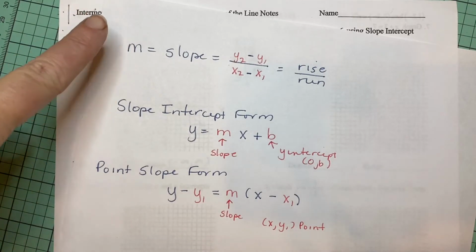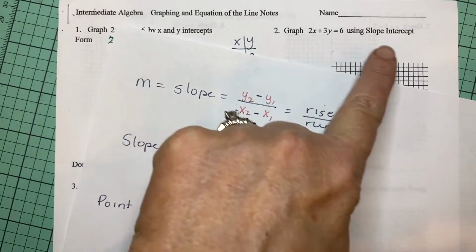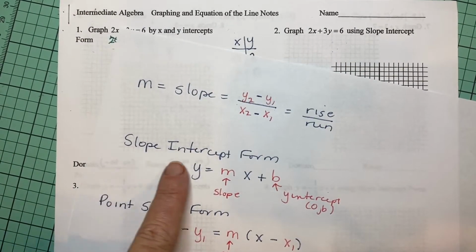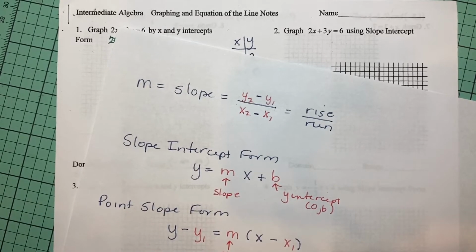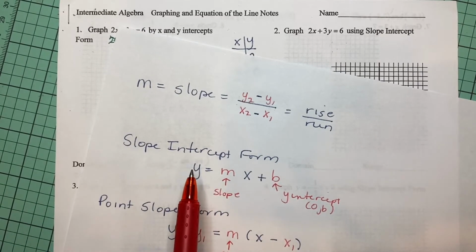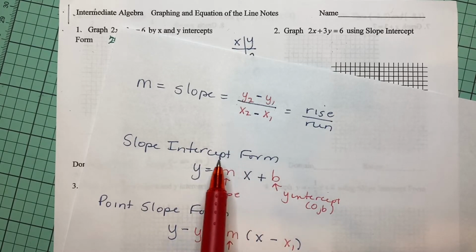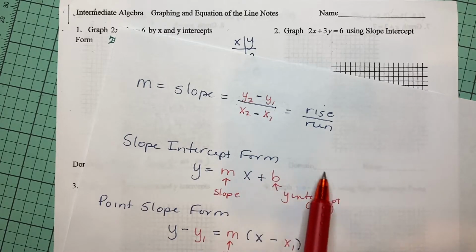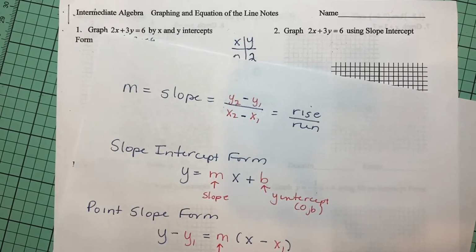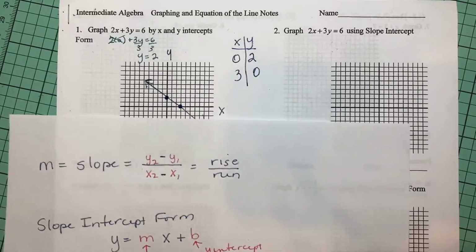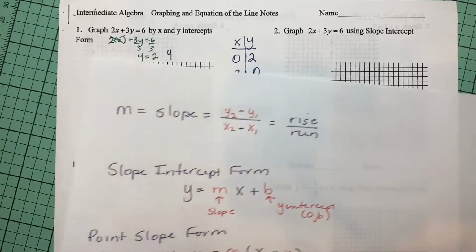So these are all the formulas that you need for graphing. And we'll talk about slope here in a minute, but it's telling us to graph using slope intercept. So this is slope intercept form right here. And it's just put it in the form of y equals mx plus b. And so when it's in this order, the number in front of the x is the slope, and the number at the end is your y intercept, where it crosses the y axis.